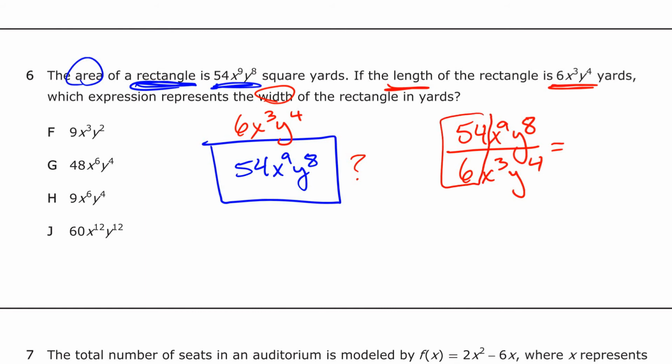The regular numbers do regular math, so we're going to divide those like they are. 54 divided by 6 gives us 9. And then our exponents are doing the exponent math. So we look, x to the 9th power divided by x to the 3rd power would be 9 minus 3. That'd give us x to the 6th. And then y to the 8th divided by y to the 4th would be 8 minus 4, y to the 4th power. We see that our answer is G. Scratch that, H. All right, moving on to the next one.